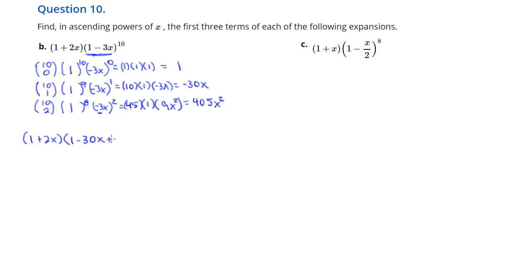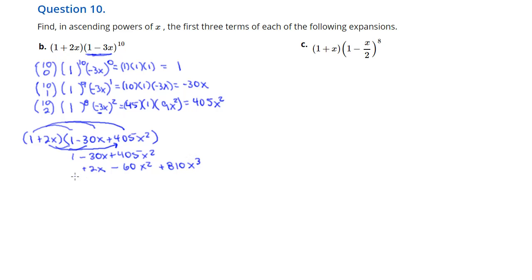Now I'm going to take these first three terms and multiply them by the binomial. I'm going to multiply everything by 1 first, because that's the first number in the first binomial. And then I'm going to multiply everything by 2x. So 2x times 1 is 2x, and then 2x times negative 30 is negative 60x. And then the last one, which we really don't have to do, but I'm going to do, positive 810x squared.